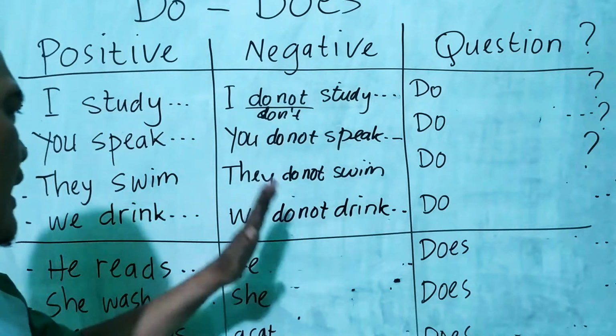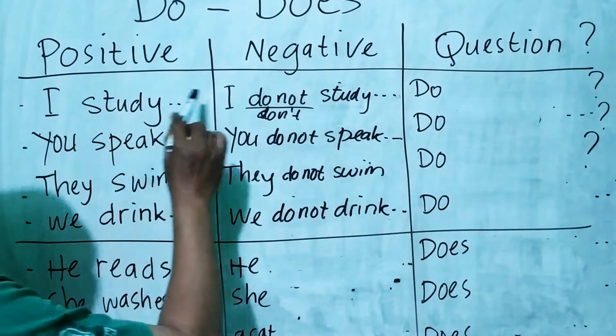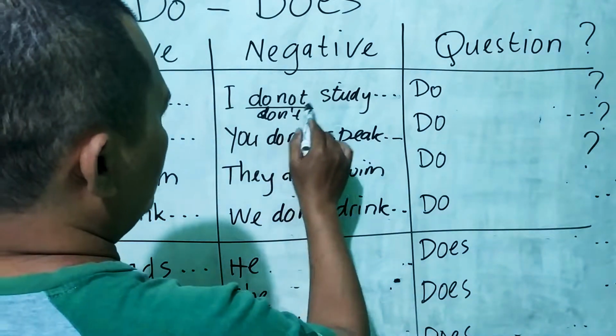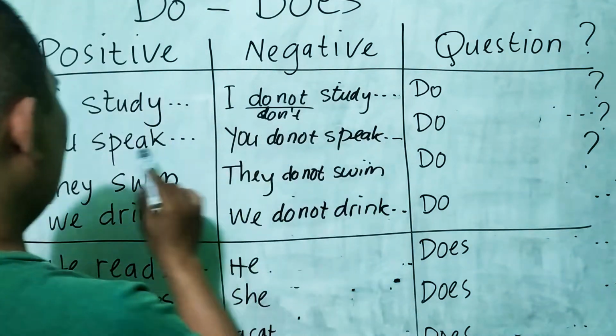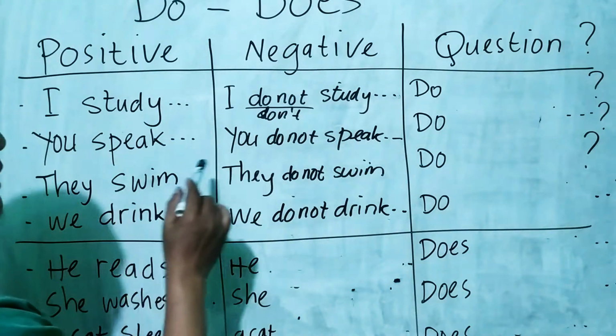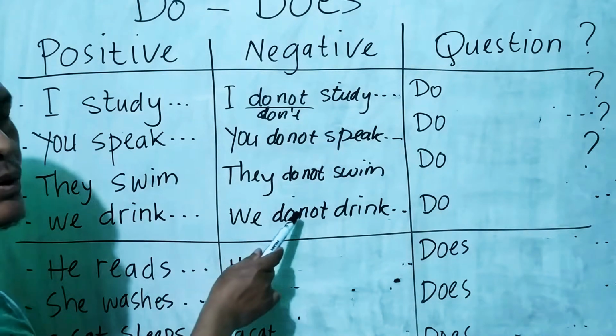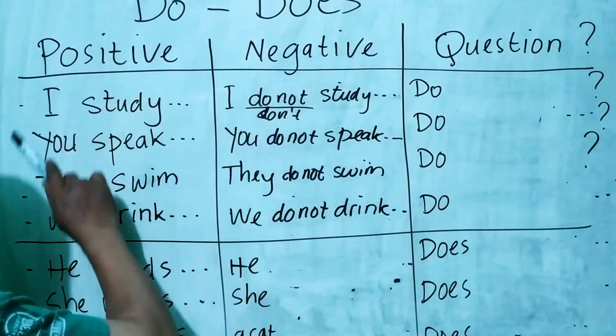Easy, right? So from positive I study, in negative I do not study or I don't study. You speak, you do not speak. They swim, they do not swim. We drink, we do not drink. And this is positive and negative.